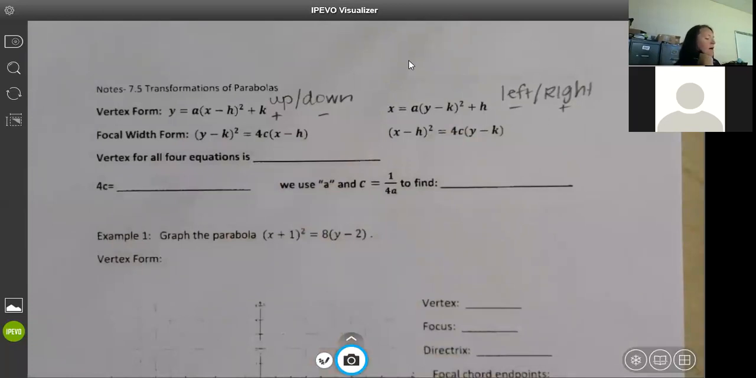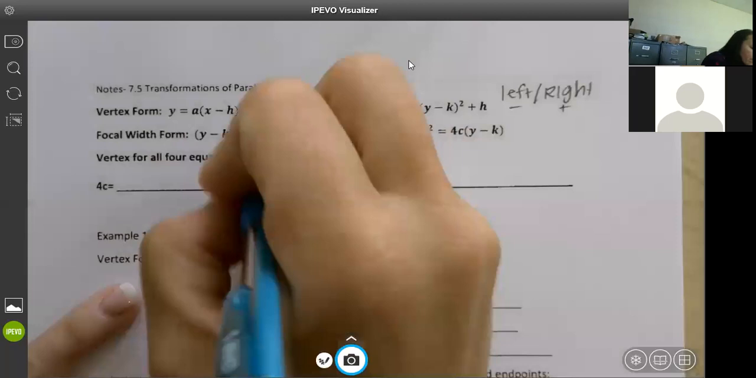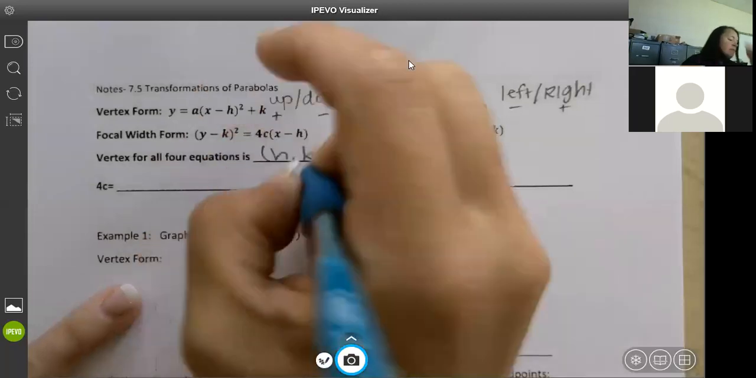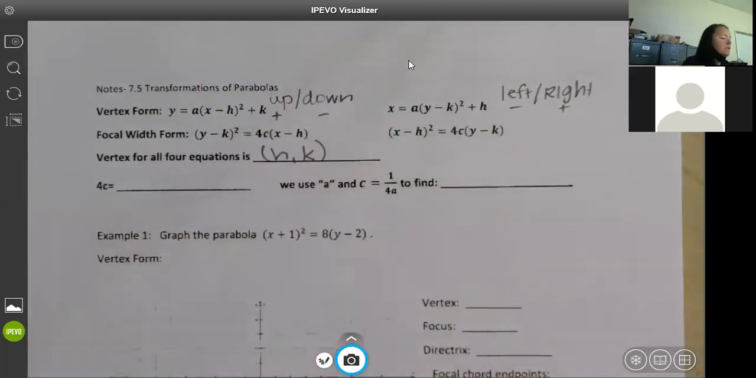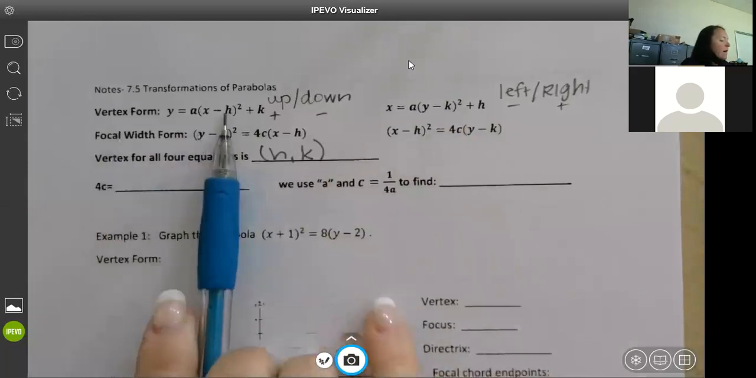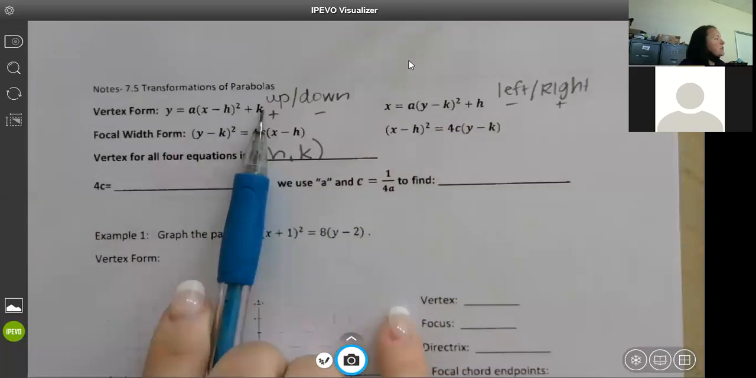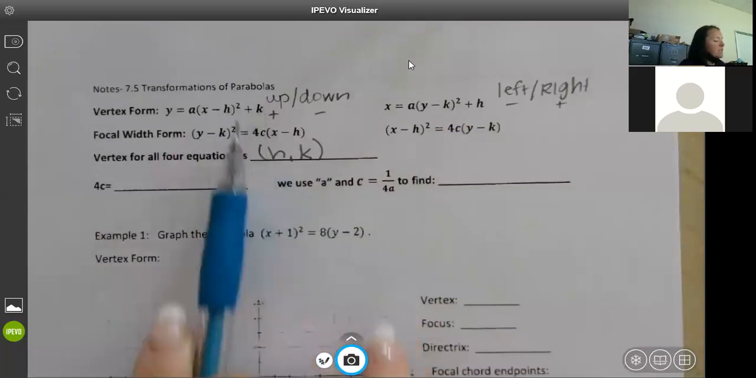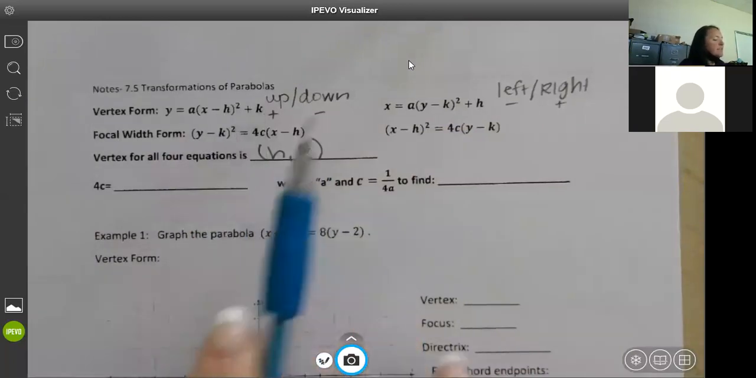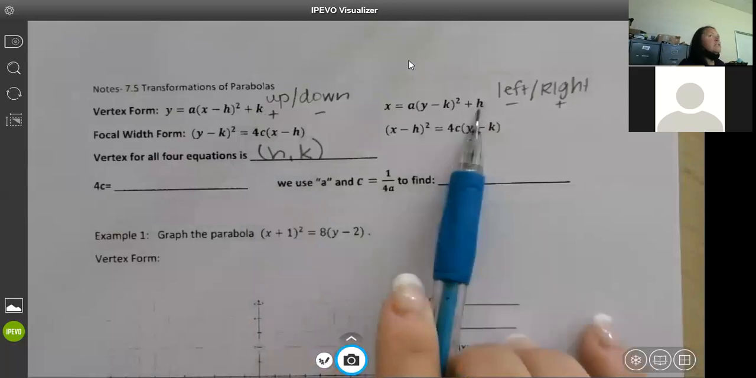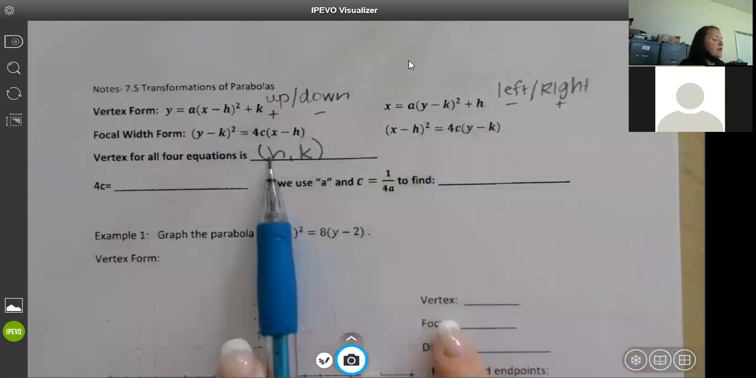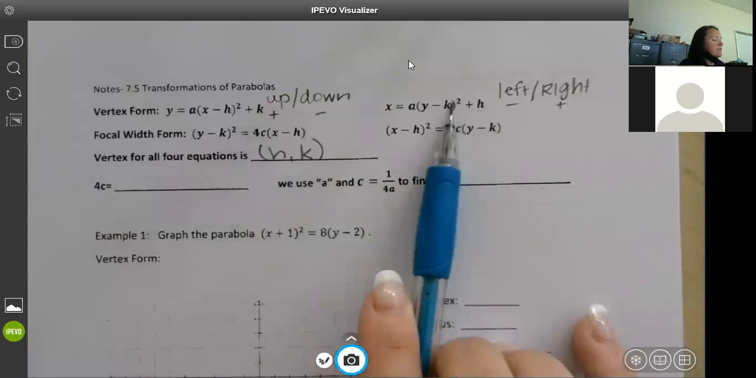Okay, vertex for all four equations is going to be h, k. So just remember, and I'm just looking at the vertex form, a regular y equals, you're just going to go from the inside, change your sign of your h and use your k. So this would be a positive h and a positive k. If it's x equals, you go backwards. You're going to take what's here and put it inside as your x, and then here change your sign and it's going to be your y.